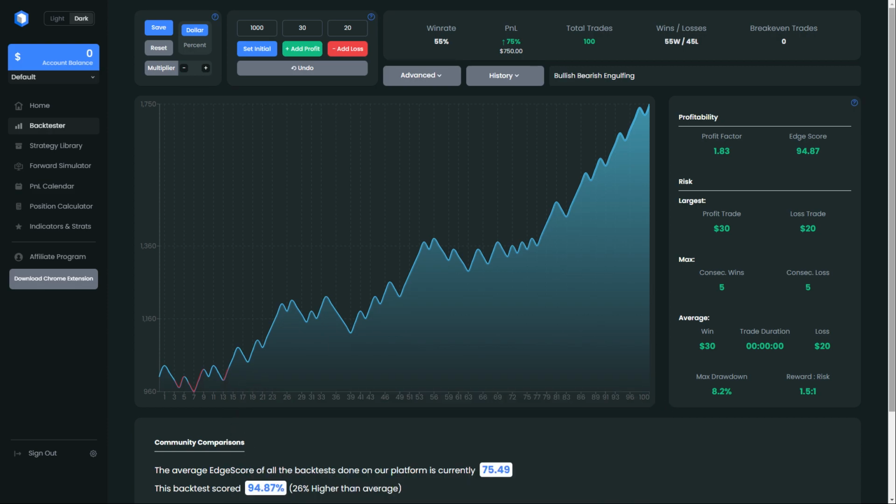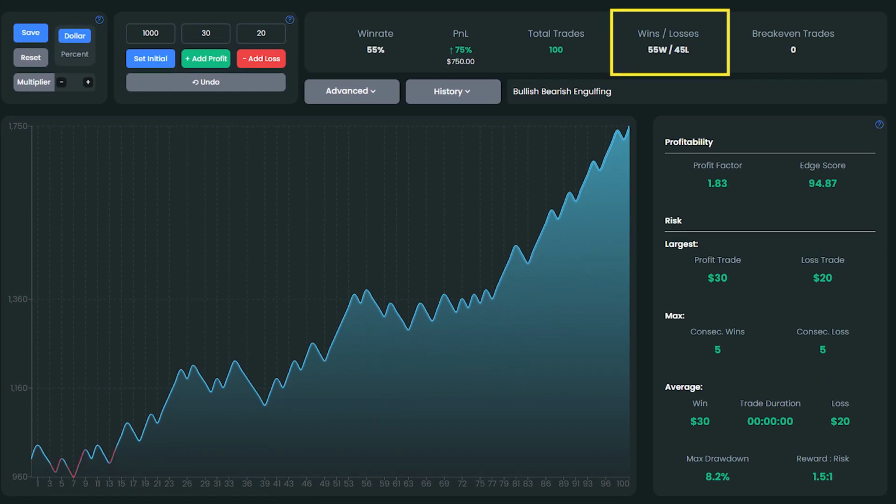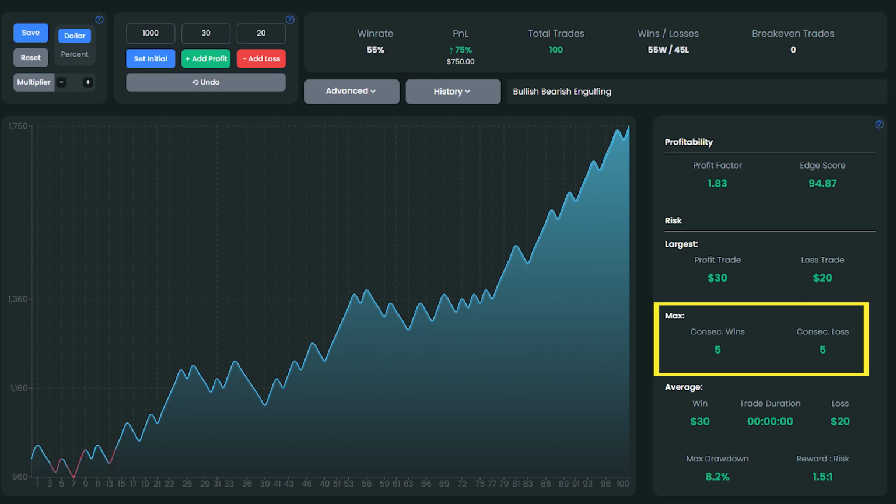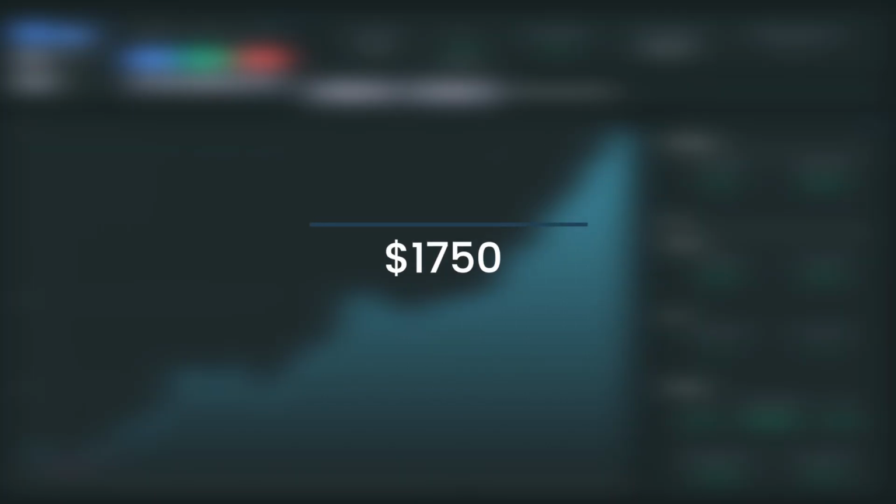Now, we can see the result of this strategy. This candlestick pattern has 55 profit trades and 44 loss trades. It means on a 1 to 1.5 risk-reward ratio, this strategy has a 55% win rate. The consecutive profit is 5 trades in a row and the consecutive loss is 5 in a row. The account starts from $1,000 and has 75% account growth. So our last balance is $1,750.